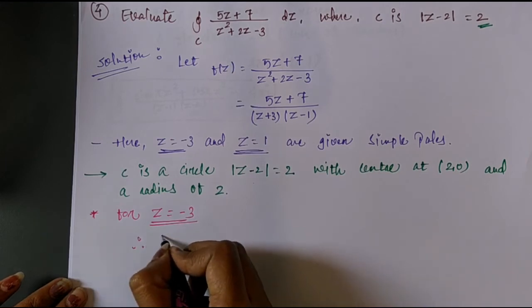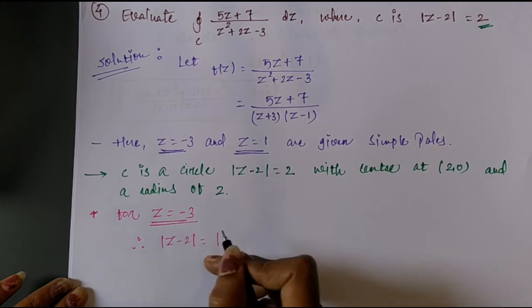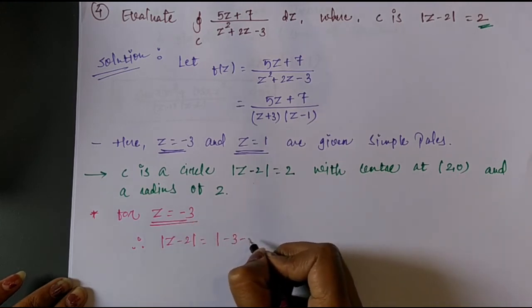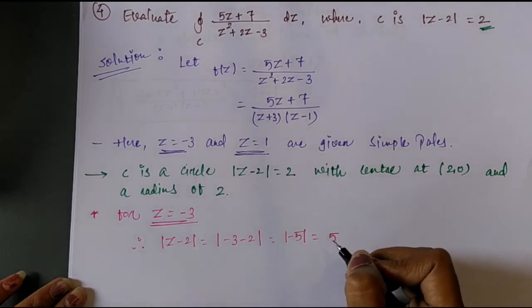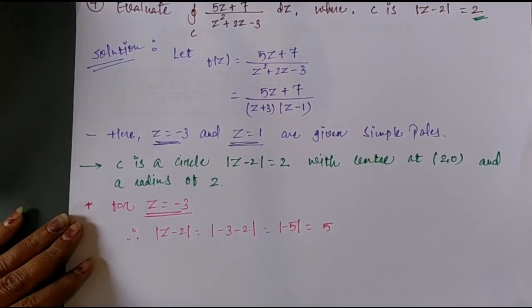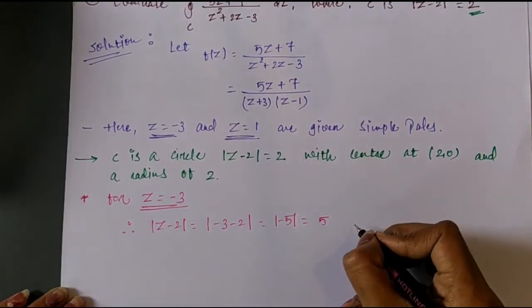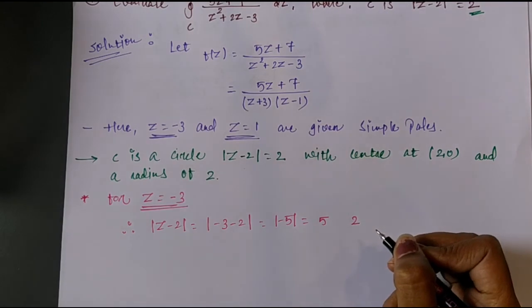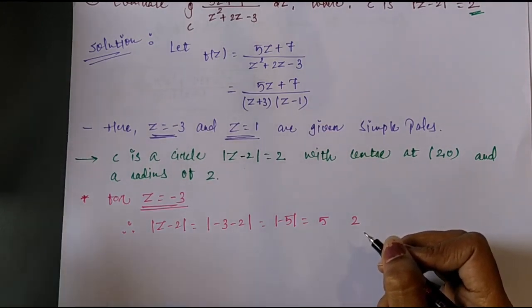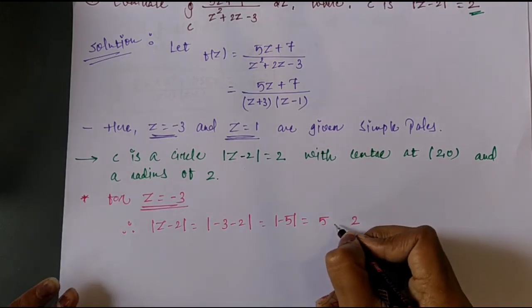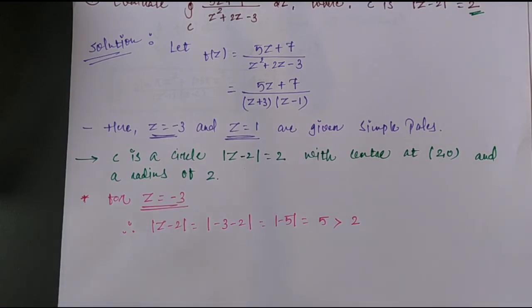So it will be |z minus 2|, in place of z we are going to write minus 3, right? So it will be minus 3 minus 2, which is minus 5. If it comes out of the modulus then it will be plus 5, right? And this 5 we have to compare with its radius, and the radius is given here as 2. Now we have to check whether it is greater than or less than 2, the radius. So for sure we can say that this one will be greater than the radius.